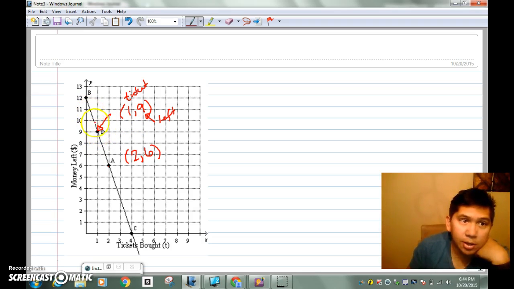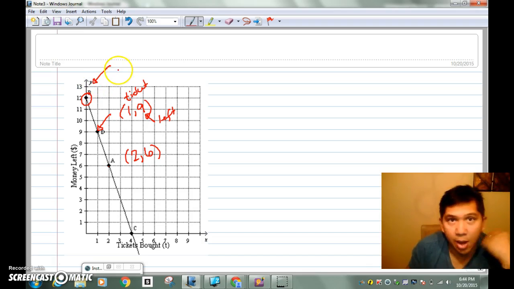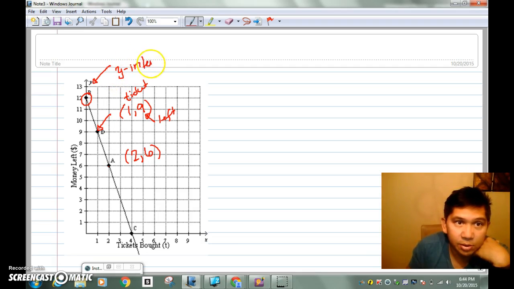So now, let's look at the 2 most important parts of this graph. Okay, let's start with this one right here. Before I ask you what to do with this, can you tell me which axis does this point touch? If you said that this point touches the y-axis, you are absolutely correct. Now, what do we call a point on the graph that touches the y-axis? It is called the y-intercept. That is what it's called.